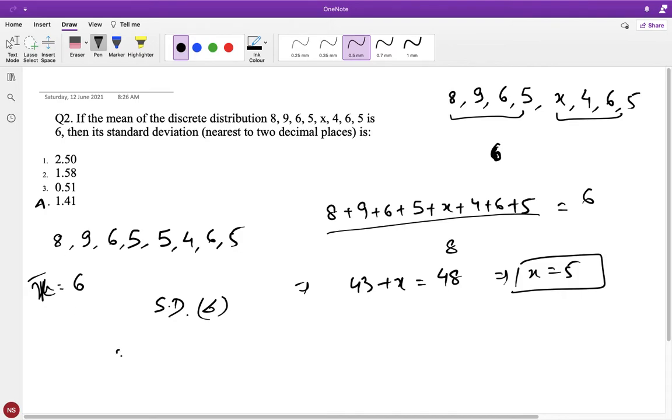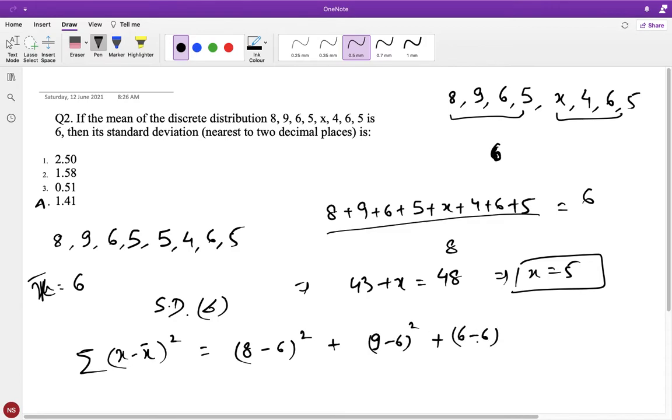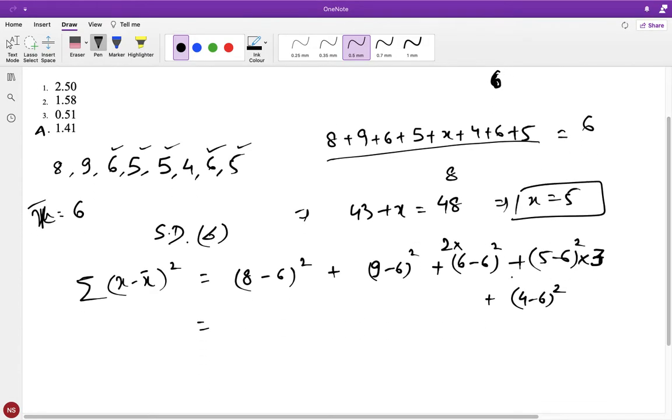And x's are given, so the summation of x minus x bar whole square will be what? 8 minus 6 square plus 9 minus 6 square plus 6 minus 6 square plus 5 minus 6 square, and 5 is appearing 1, 2, 3 times, so 5 minus 6 square into 3, plus 4 minus 6 square, and 6 is appearing 1 and 2, so 2 into this. That's it. All the data is covered.